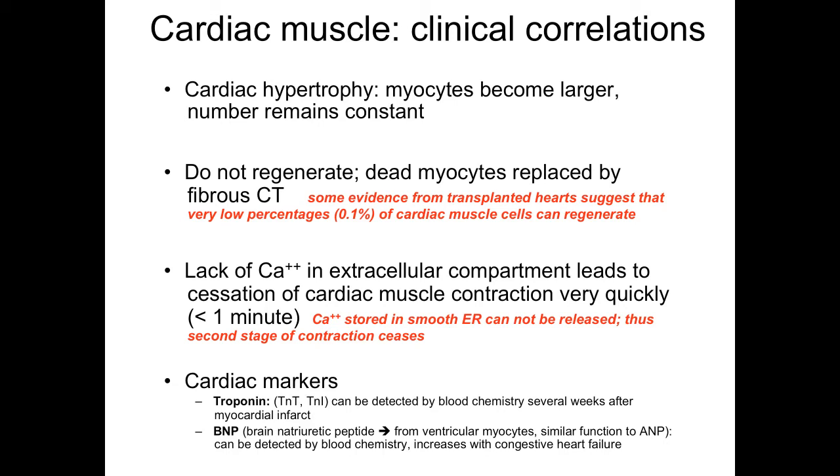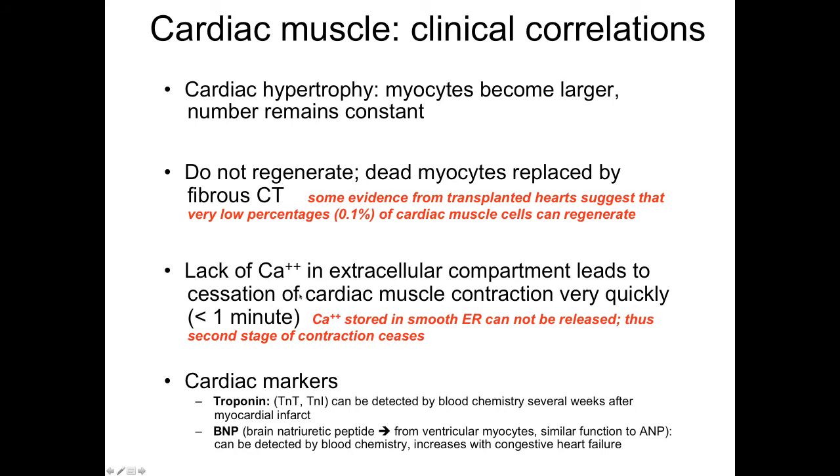Lack of calcium in the extracellular compartment leads to fairly quick cessation of cardiac muscle contraction in less than a minute. If you lose calcium in the extracellular compartment, you can disrupt cardiac muscle cell contraction. Now, there is some calcium stored in the smooth ER that can't be released, so you don't get the second wave of contraction of cardiac muscle cells if you lose the calcium in the extracellular space.